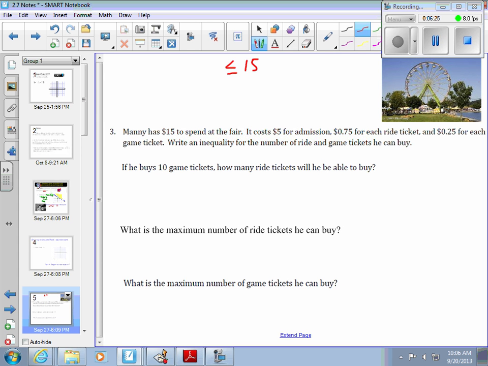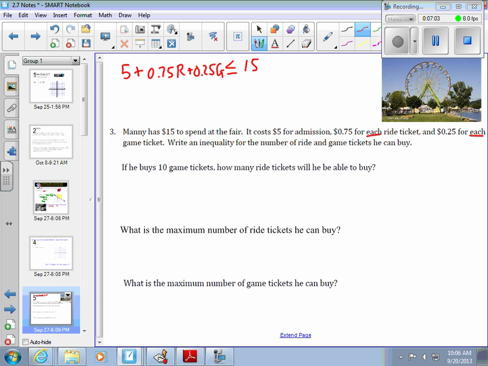So what does Manny spend his money on? $5 for admission. He's not going to have to repeatedly pay for his admission. That's a one-time cost of $5. Plus 75 cents for each ride ticket. This word each indicates it's going to be more than once, and 25 cents for each game ticket. That again tells you he's going to be doing it more than once. So we have two different variables here. 75 cents for each ride ticket, let's use R for ride. And 25 cents for each game ticket, let's use G for game. So that inequality represents the number of ride and game tickets.